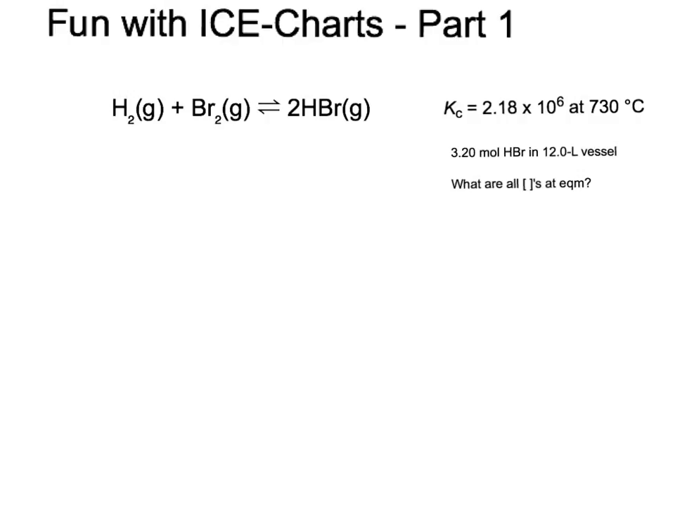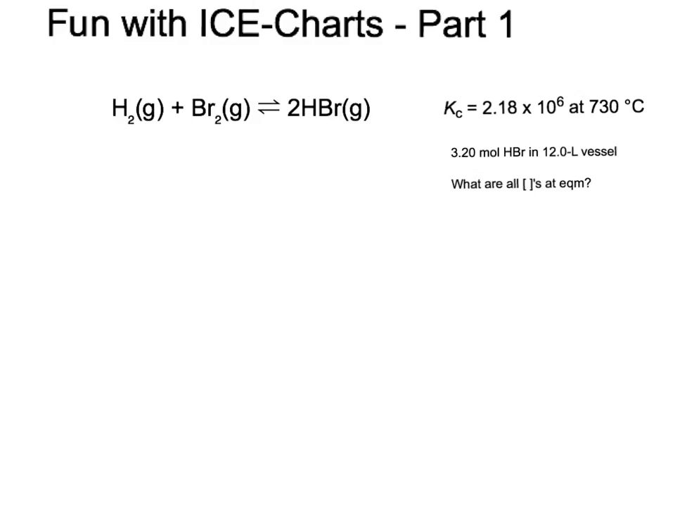Okay, so here's an ICE chart problem. We've got a balanced chemical equation that's at equilibrium, so hydrogen and bromine gas are in equilibrium with hydrogen bromide, and we're told Kc is 2 times 10 to the 6, which is large, right? So we're going to expect a large amount of products at equilibrium and very few reactants.